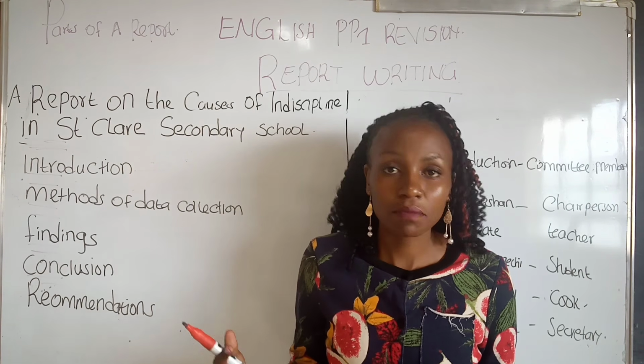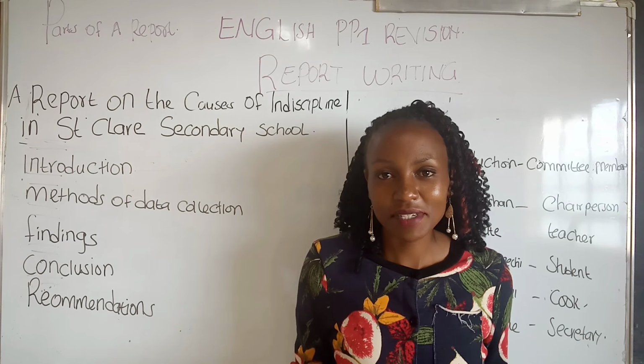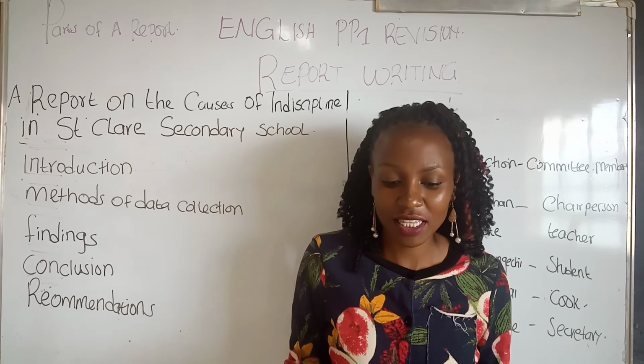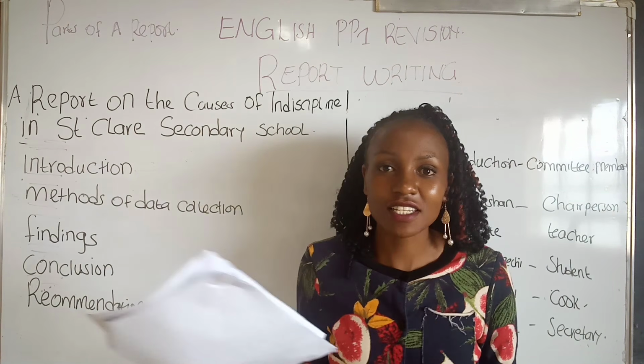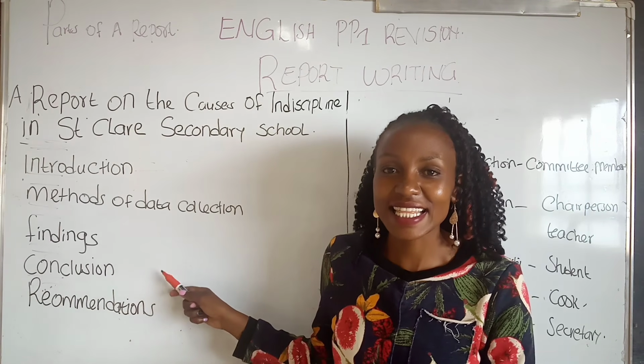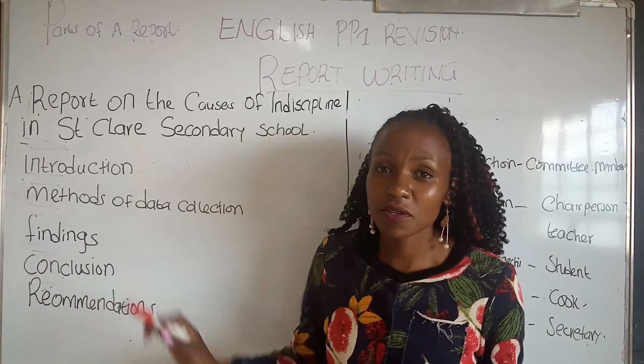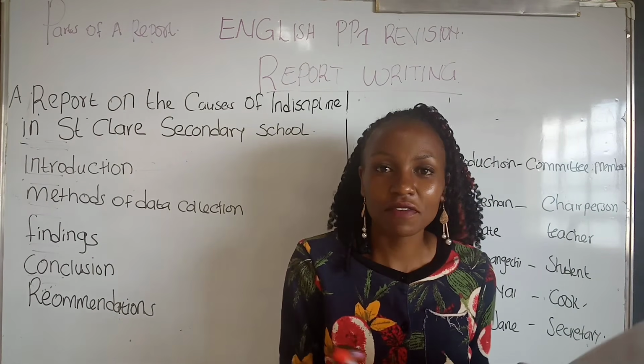We have many of them: peer pressure, poor parenting, drug abuse, it can be inadequate food in the school, it can be ignorance by the teachers, and so on. You're not supposed to have less than 3 findings because this area has 3 marks. So make sure you have at least 3 findings.